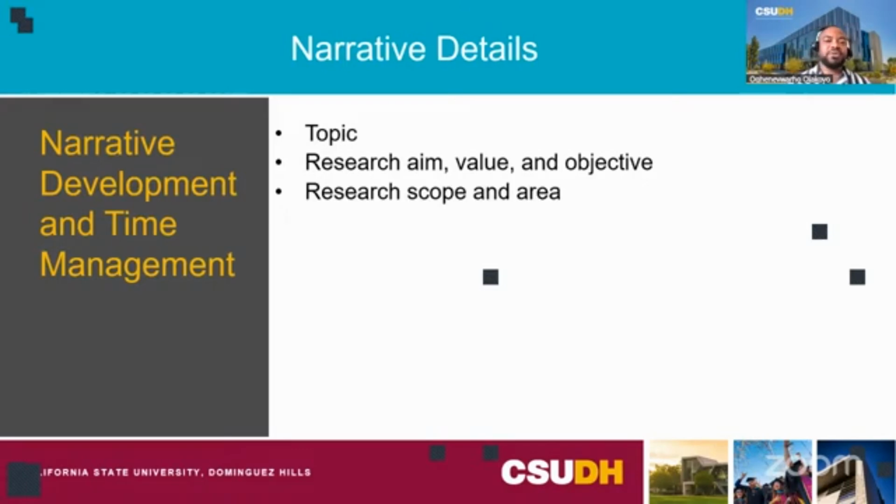We also have the research scope and areas. Define your scope, limit your scope as much as possible, because you can't achieve everything. Once you make your scope very wide, funders will not want to fund, because they feel that, oh, this is undoable.